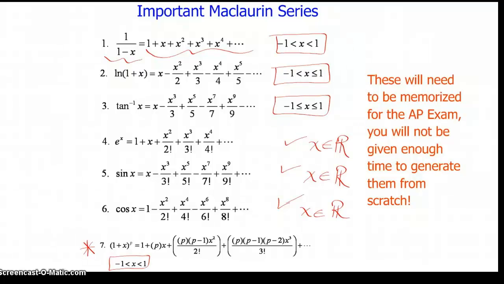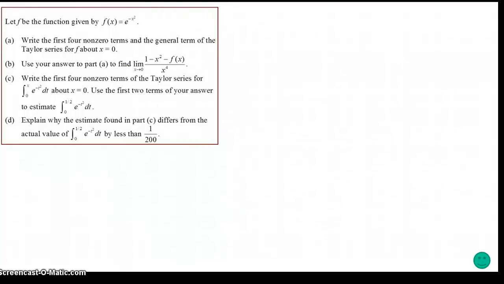I'm going to do one more example here to show you just how powerful knowing these Maclaurin series expansions is going to be, and how much of a time saver it's going to be. So pause the video now, make sure you make up flashcards or put these in your notes, and beyond today, you are responsible for knowing these. You will see these on quizzes and on exams, and you will not be given enough time to generate them from scratch. Even though you could, you will not have the time to do it. So let's move forward and work this one final example.